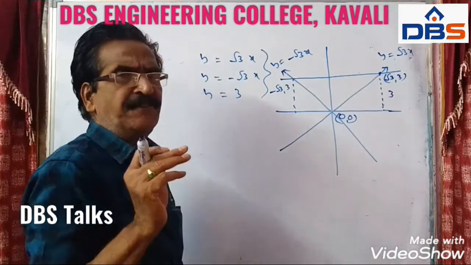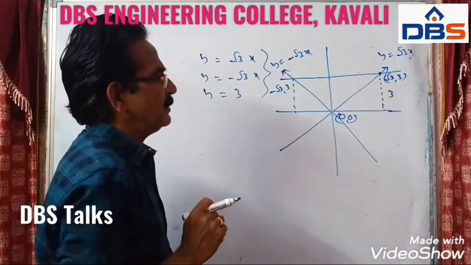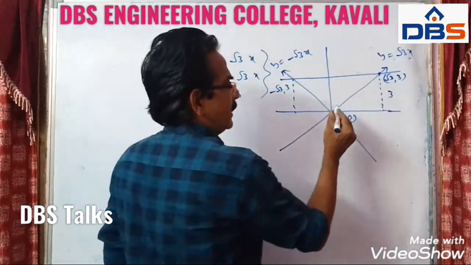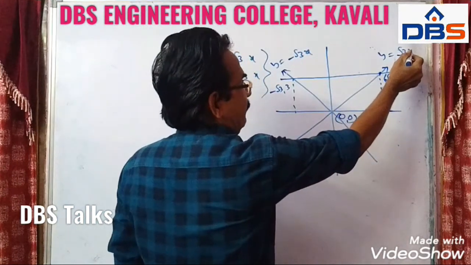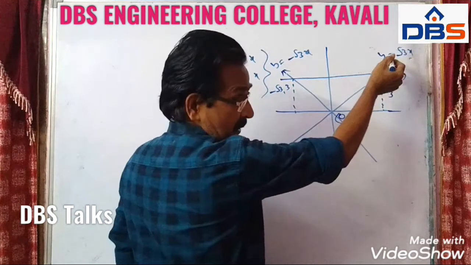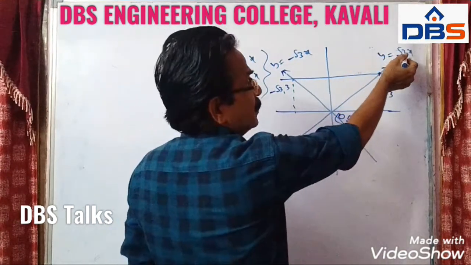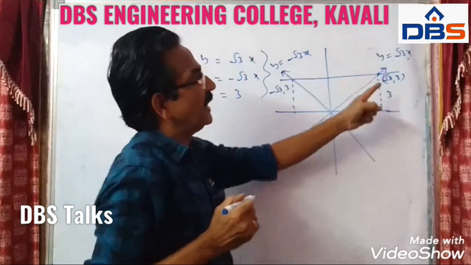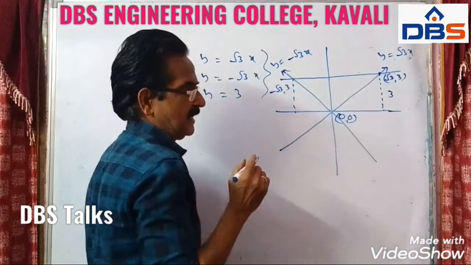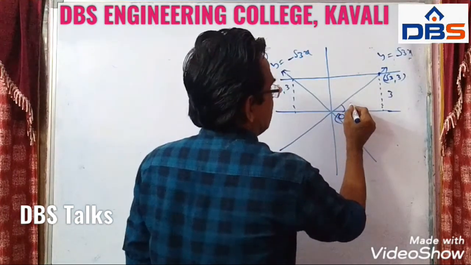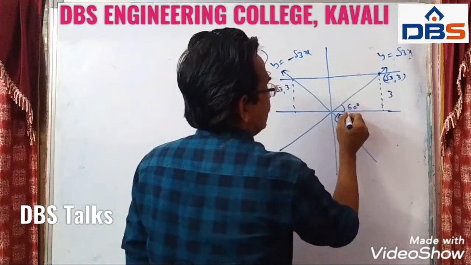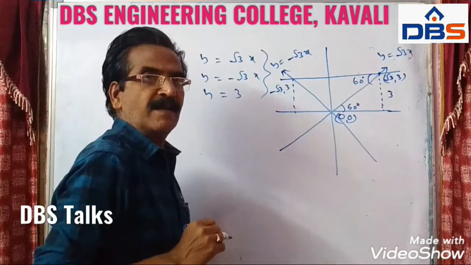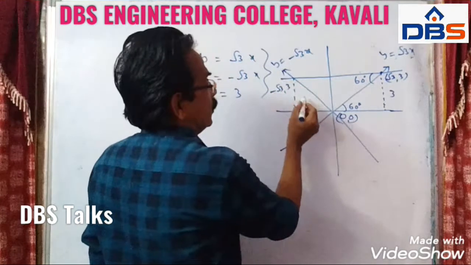Friends, see one thing if you can observe, we can solve this problem in a simple way. See, this is y is equal to mx, where m is the slope. So slope is tan theta. Tan theta is equal to root 3 means theta is 60 degrees. So this angle is 60 degrees. Fine friends.